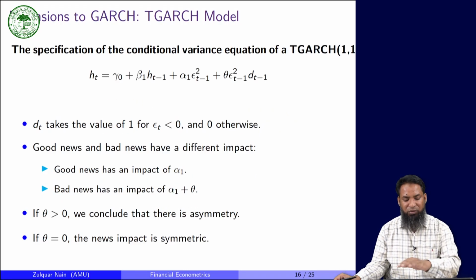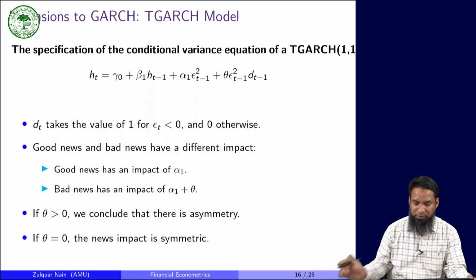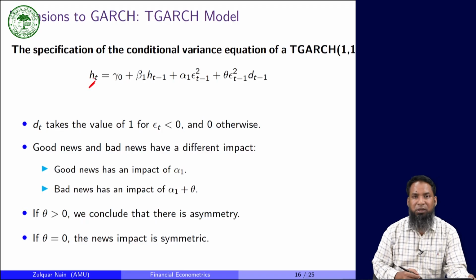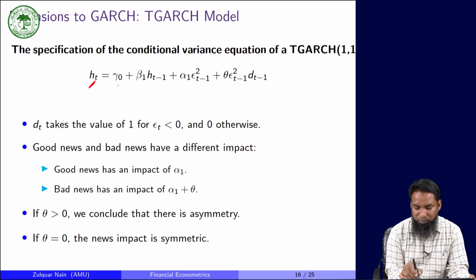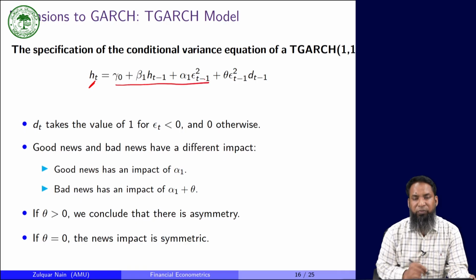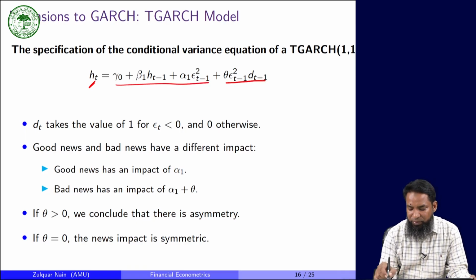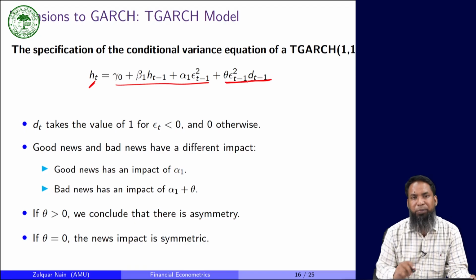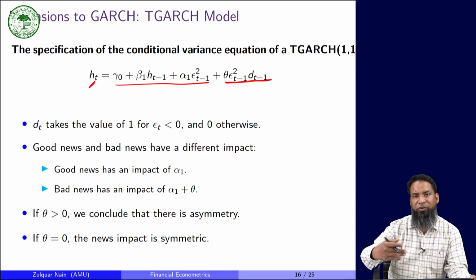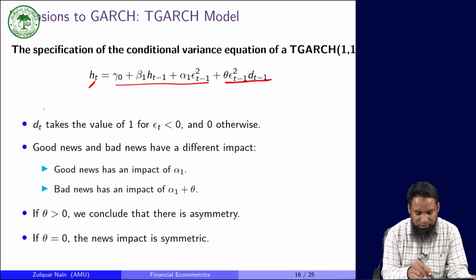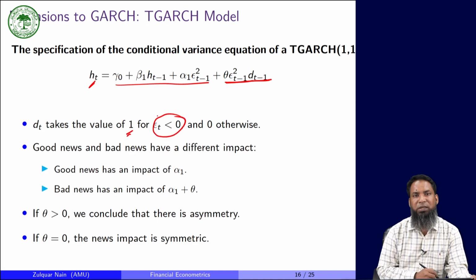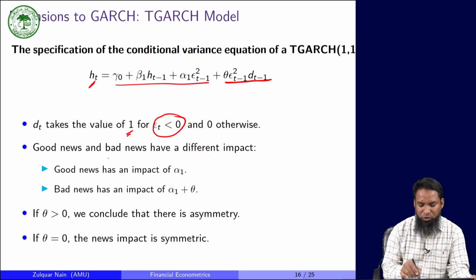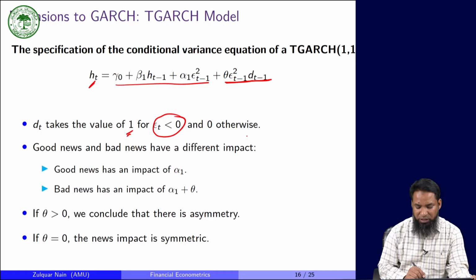So the mathematical formulation of this particular model we can write like this, where h_t is the conditional variance. This part is the GARCH-M model. Here we are adding another term which will capture the asymmetric behavior of volatility towards good news and bad news. Now d_t takes the value of 1 when epsilon_t is less than 0, that is, when there is a negative value, otherwise it is 0. Good news and bad news have different impacts, and that phenomenon is captured through this.